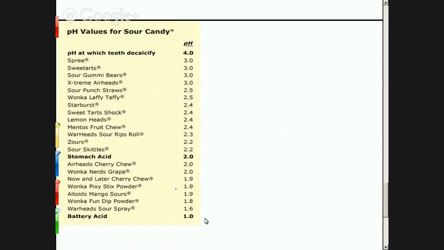All right, so that's pH. What is the major acid in your stomach? Do you know? Gastric acid. Yeah, it's HCl. Hydrochloric acid is the main stomach acid, and so your stomach's pH is right around 2.